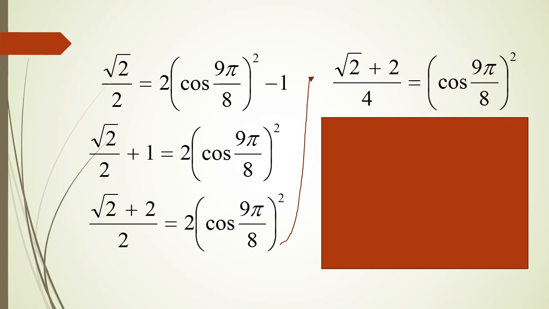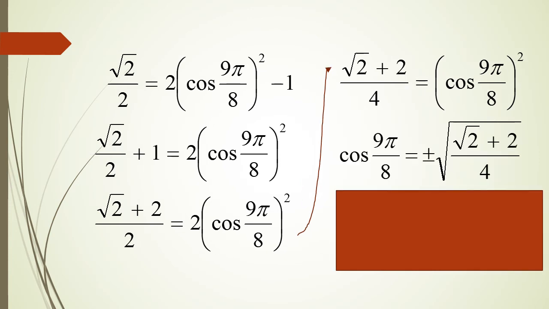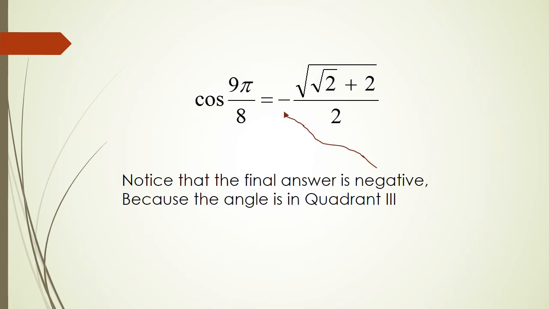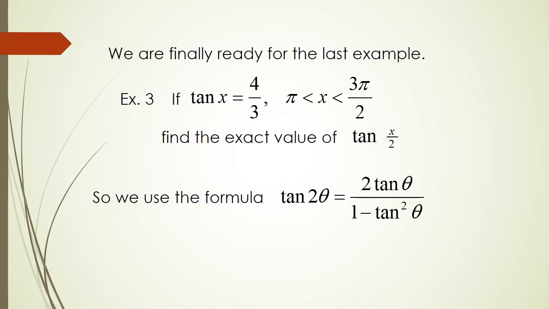And then square root, we have that problem again, should it be plus or minus? Well, it turns out that 9 pi over 8, if you think about where that is, that would be in quadrant 3, so cosine should be negative. So again, the answer is negative because the angle is in quadrant 3. 9 pi over 8 is in quadrant 3.